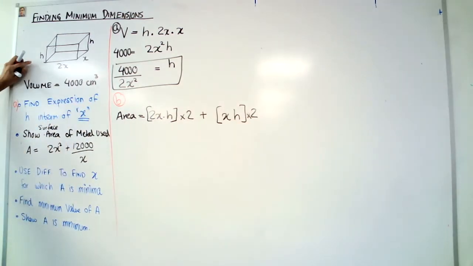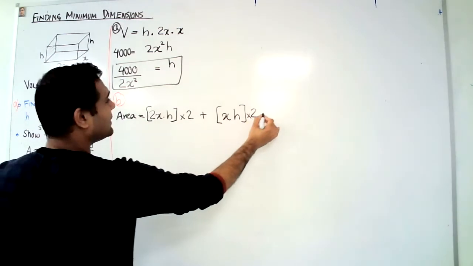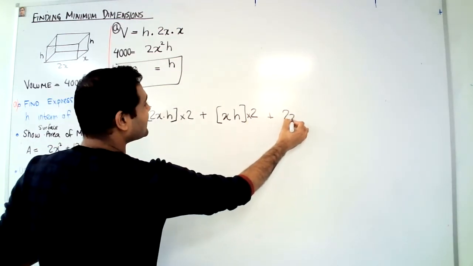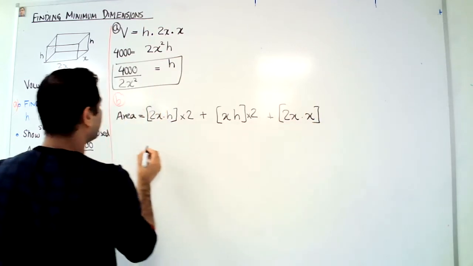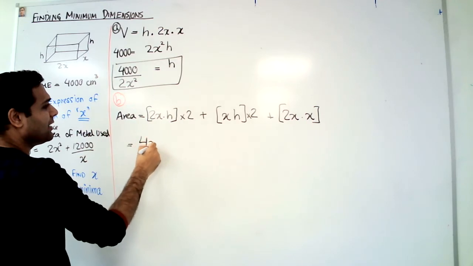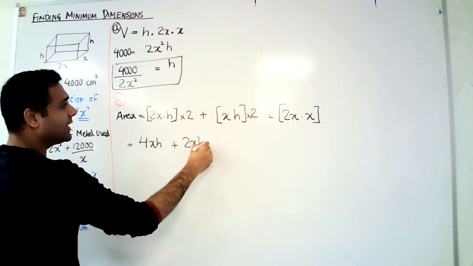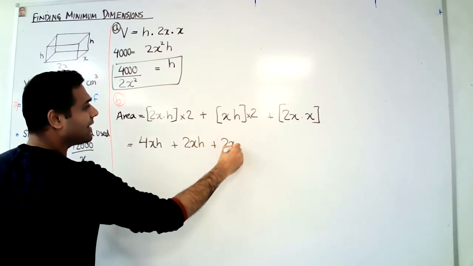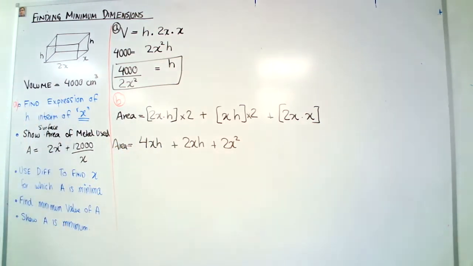Now I need to find the area of the bottom. The area of the bottom is 2x times x. Now I multiply it out, so that becomes 4xh plus 2xh plus 2x squared. This is my total surface area of the sheet that's required.